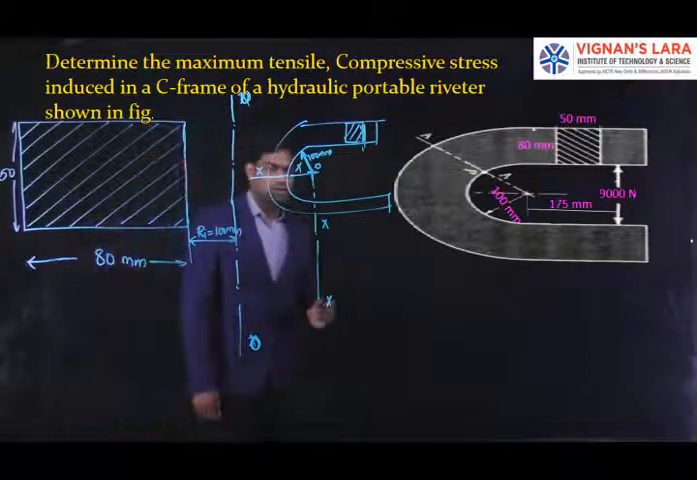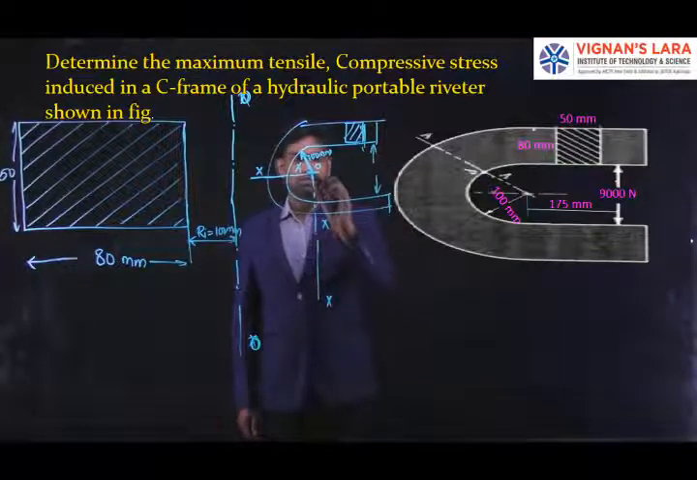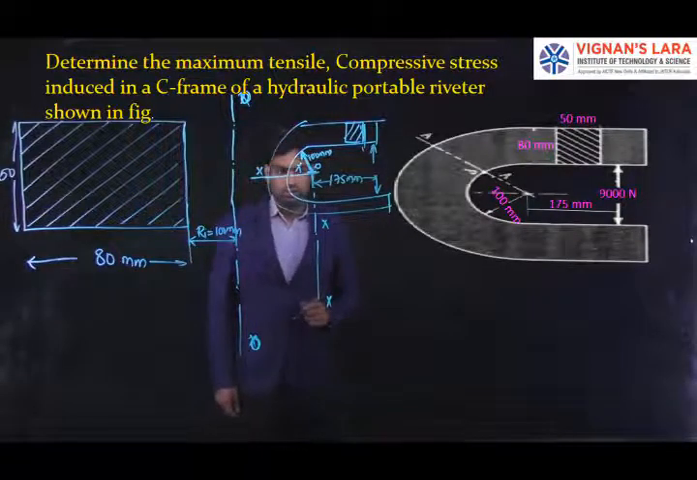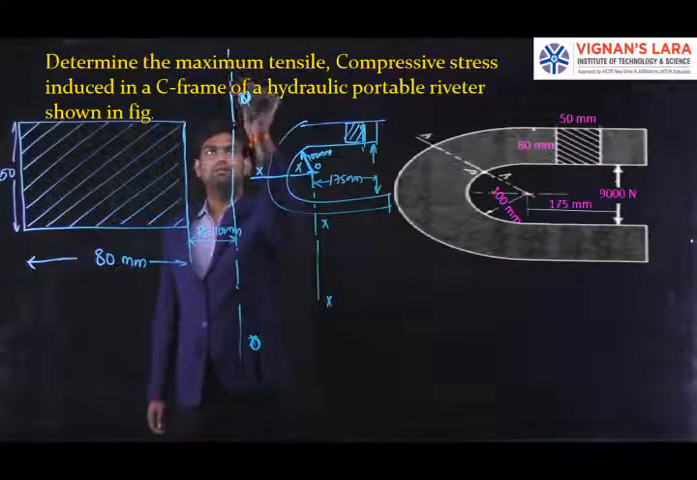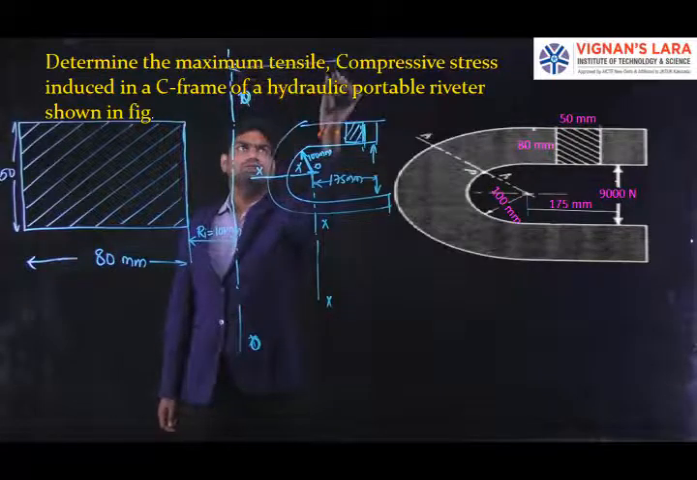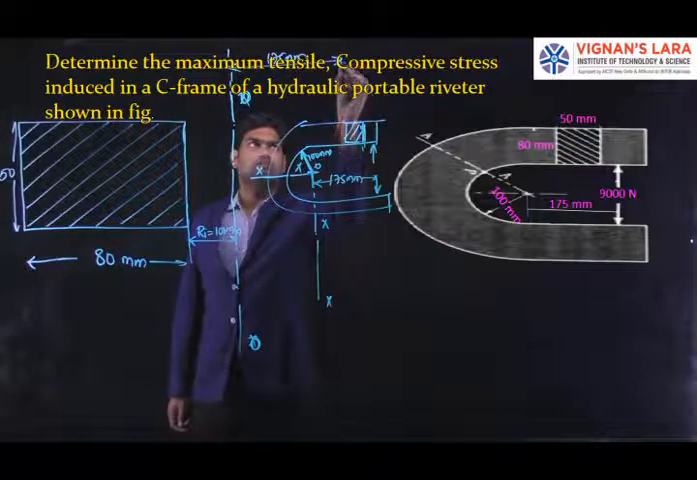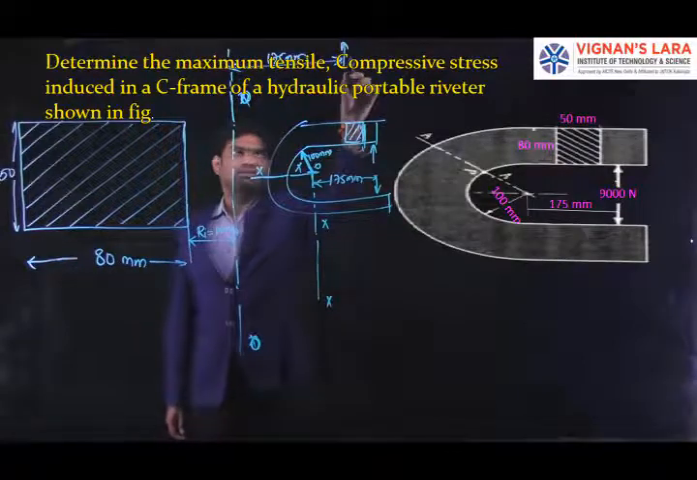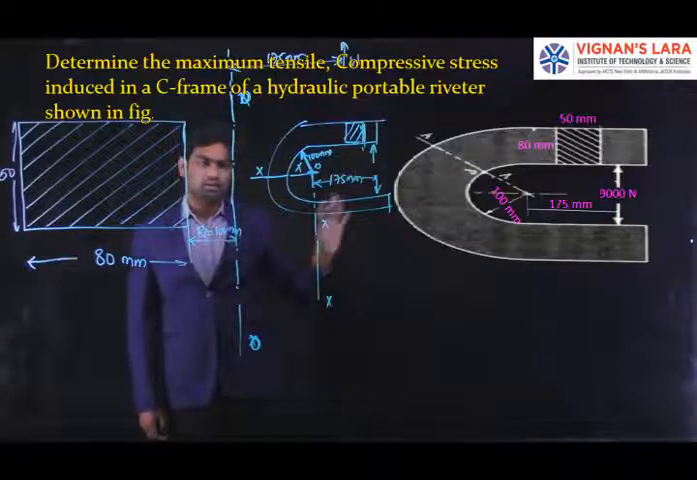And we can also see that the load is acting at the end of the frame. With respect to the center of curvature, the distance is given as 175 mm. Clear? So that you can remember: 175 mm from the center of curvature line to the load acting. So here we have the load, in this direction, which I can represent with W. Clear? So this is the given data in the problem.